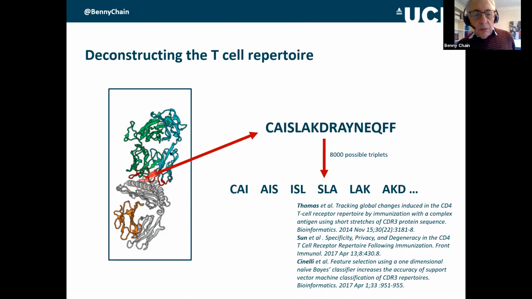So we suggested the possibility that the specificity of the T cell receptor is held by very short structures or sequence motifs, and we focused on triplets, partly because there's enough of them to make it a very rich feature space, but on the other hand, there are not so many that it's impossible to analyze. We've published several papers where we've counted the number of triplets in different ways and used them to map to T cell receptors.